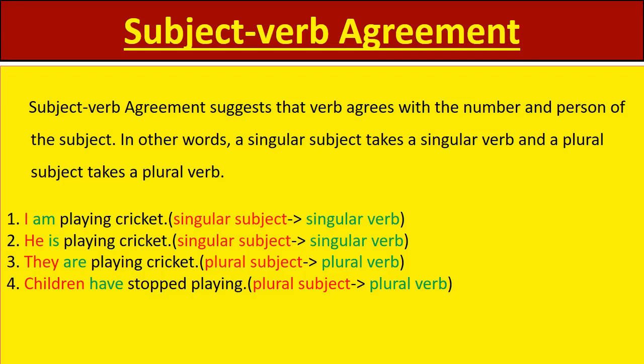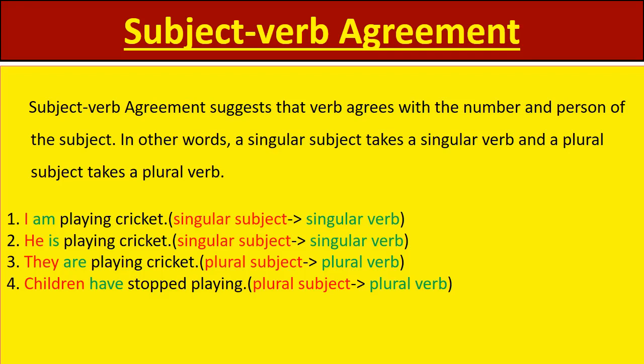Person means first person, that is I or we. Second person, that is you. Third person singular: he, she, it, name of a person or thing. And third person plural is they. So a singular subject takes a singular verb and a plural subject takes a plural verb. Let's have a look at certain examples.